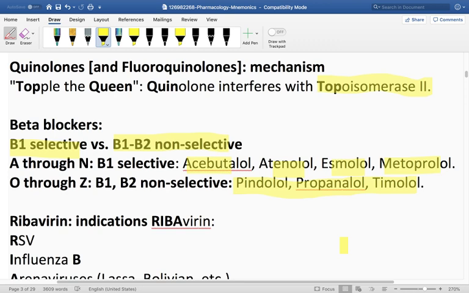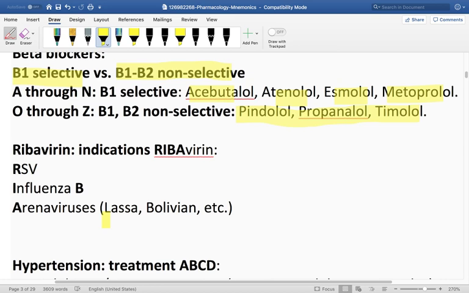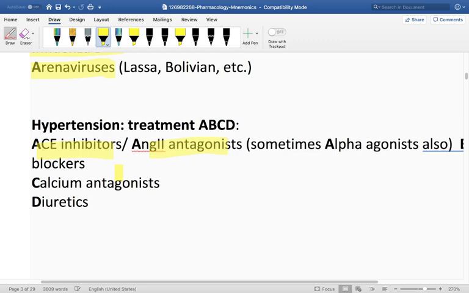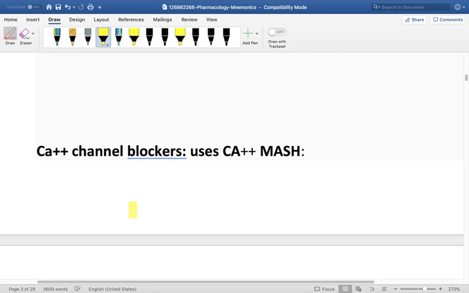Now, doctor, ribavirin. What are the indications for ribavirin? RSV, influenza B, arena viruses, for all of them we use ribavirin. So, what is hypertension management? A, B, C, D. A is ACE inhibitors, angiotensin II antagonists. B is beta blockers. C is calcium antagonists. D are the diuretics, is what you need to basically remember.